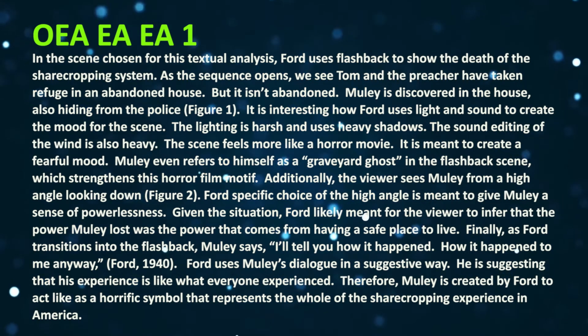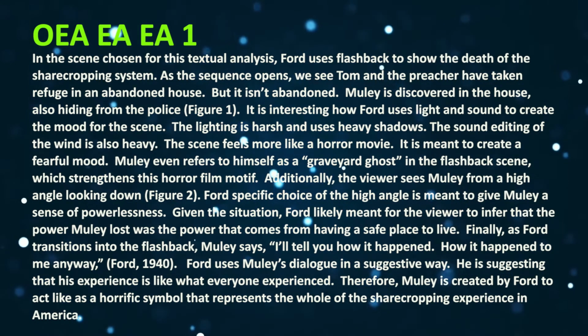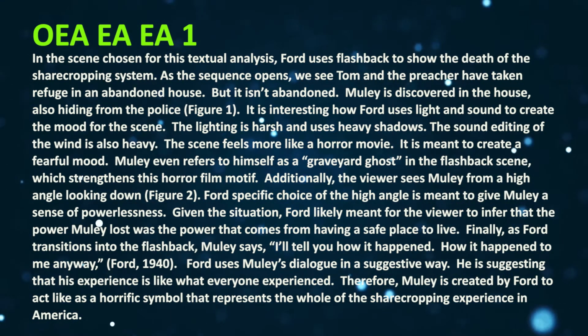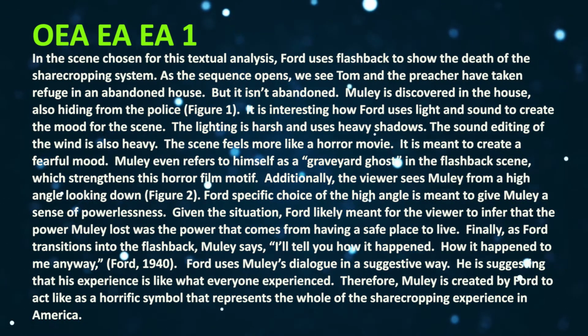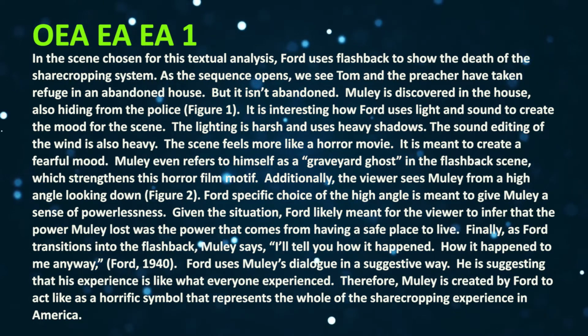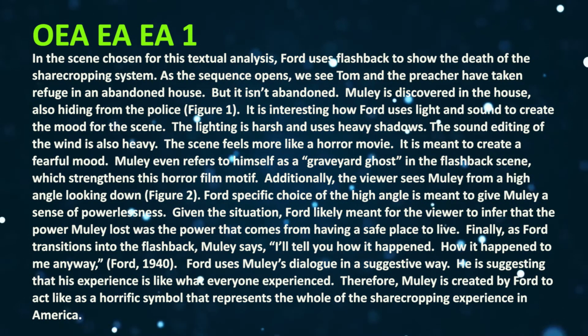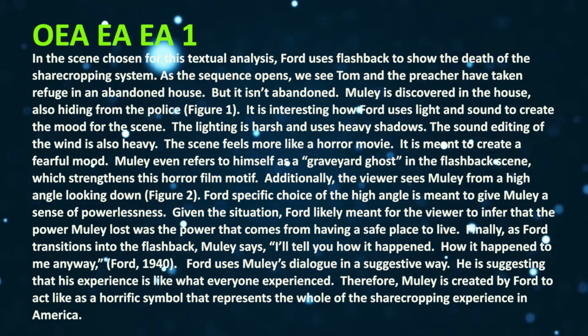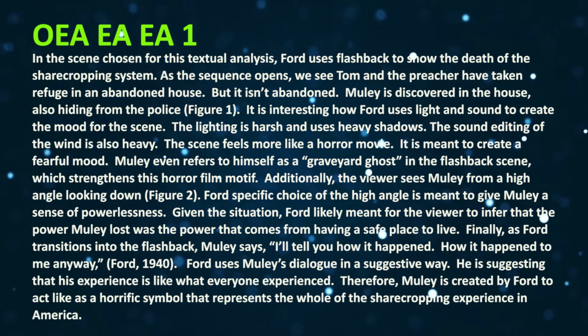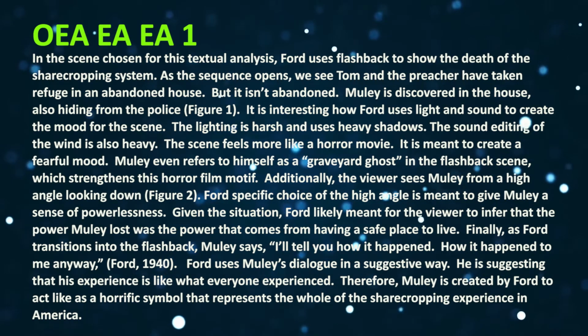Additionally, the viewer sees Muley from a high angle looking down, see figure 2. Ford's specific choice of the high angle is meant to give Muley a sense of powerlessness. Given the situation, Ford likely meant for the viewer to infer that the power Muley lost was the power that comes from having a safe place to live.